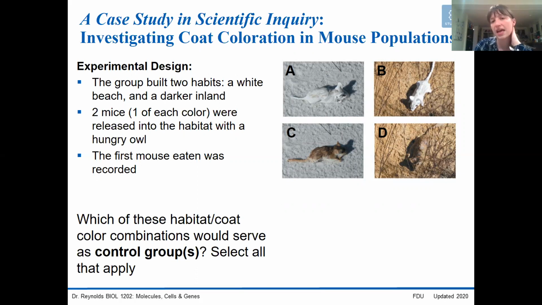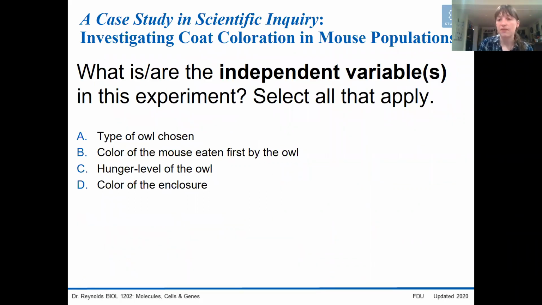So which of these habitat color combinations would serve as control groups? Well, controls are all about things that are not being changed, right? This is like the closest to nature as possible. So A and D would actually both be control groups in this particular example because the mouse color actually matches the habitat color. The independent variable, I will remind you, is something that's being changed by the researcher. In a good experiment, only one factor will be changed by the researcher. If you change more than one factor, you can't identify which one is responsible for changing the dependent variable.